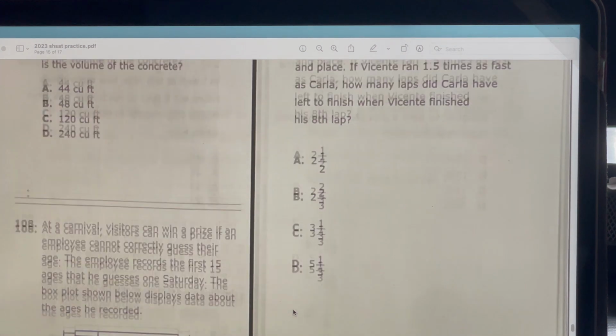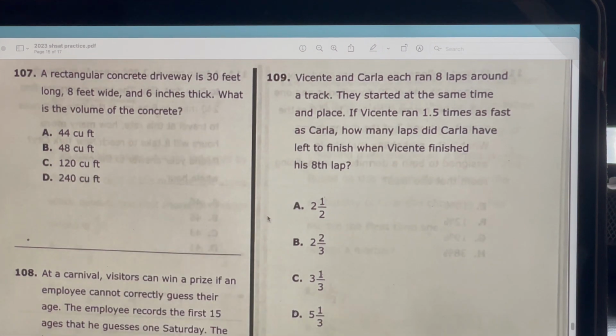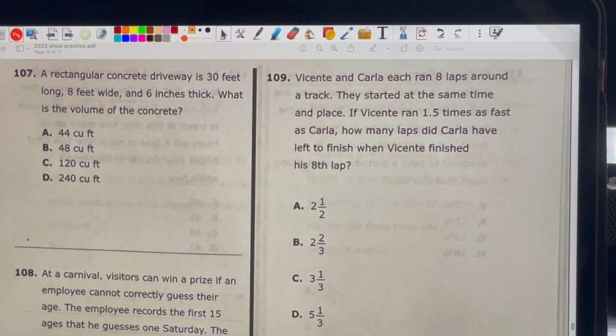109. Okay. So we got 2 people running laps, Vincente and Carla. Vincente is 1.5 times faster than Carla. How many laps does Carla have left to finish when Vincente finishes the 8th lap?